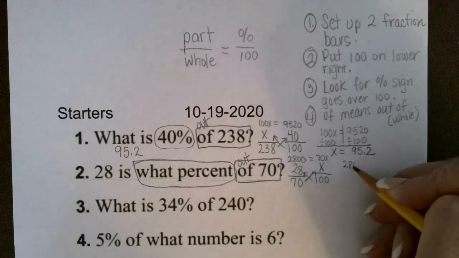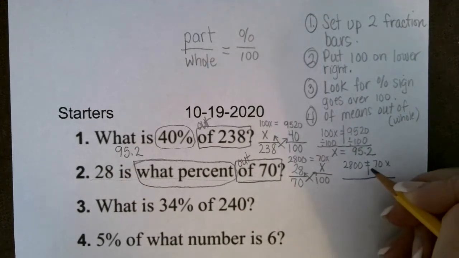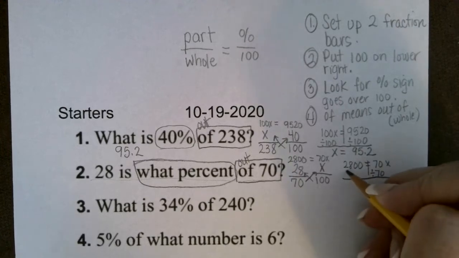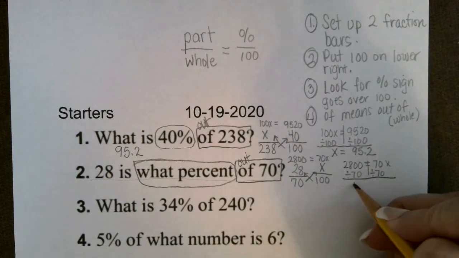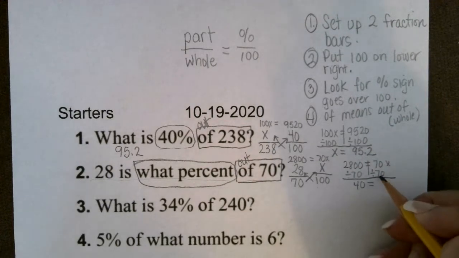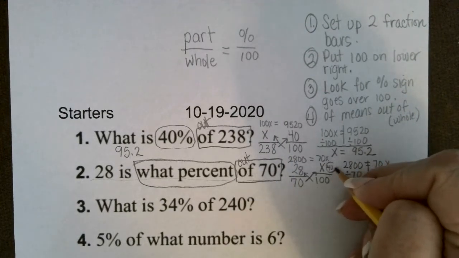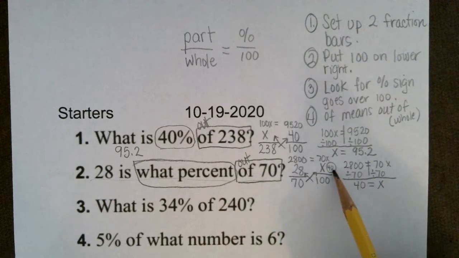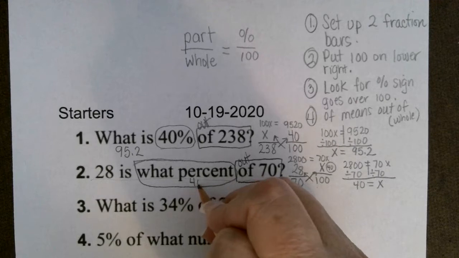If you don't know what that is, you can set up your equation, split it. We're going to divide by 70. 2,800 divided by 70 is going to give us 40. 70 divided by 70 just gives us one X. So that X means that this is the 40. So that when I cross multiply 70 times 40, that's going to give me 2,800, and 28 times 100. So my percent in this problem is 40%.